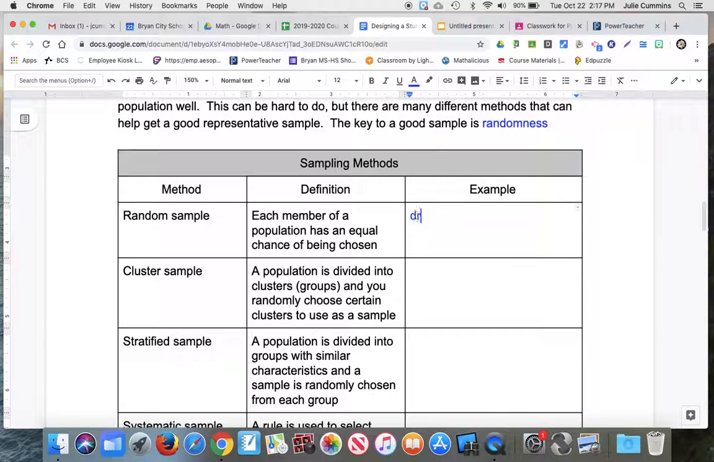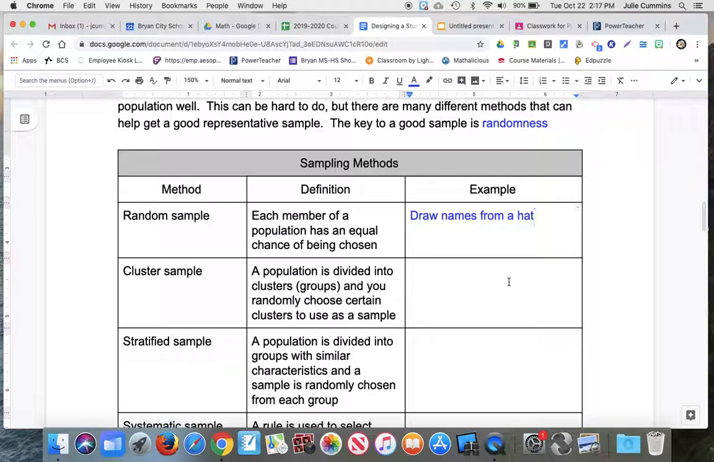An example of this is when you draw names from a hat. Okay, if I'm giving away a prize and everyone in class has a chance to win it, put everyone's name in a hat and draw them out. You can actually do this with a larger population. So if you had, let's say, all the seniors in Bryan High School, you could list them, give them numbers, and then have a computer randomly generate numbers, and that would be a way to do that.